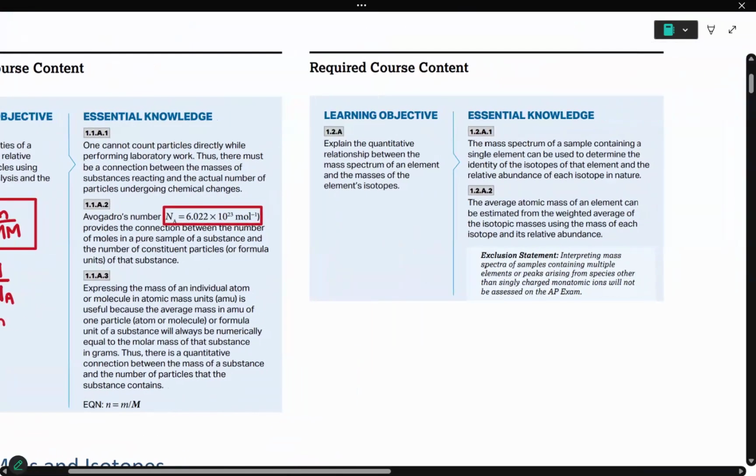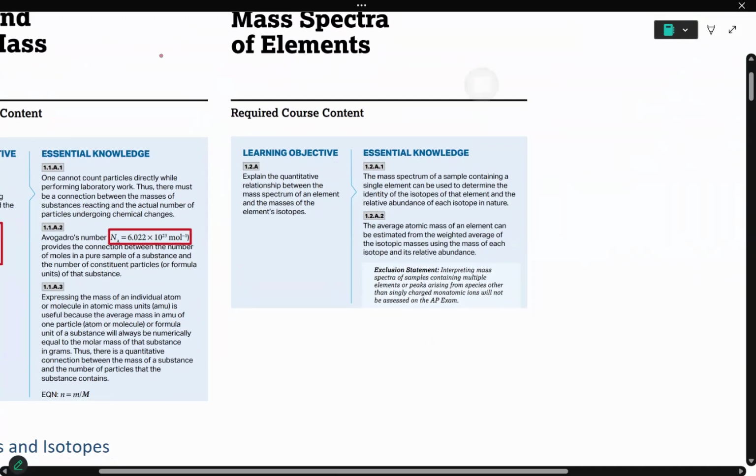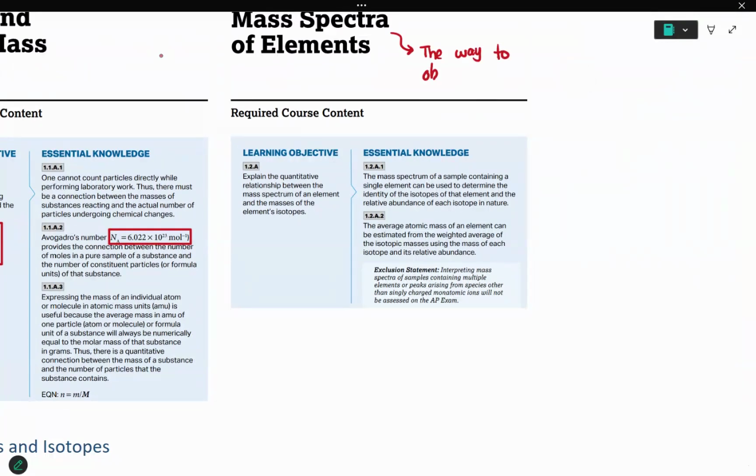Okay, so the next thing we're going to talk about is mass spectrum, and there's actually not a lot you need to know about it. It's just essentially the way that we get isotope percent experimentally. And you don't actually need to know a lot about this. You just need to be able to read a mass spectrum graph, right? And you just need to kind of know what it's used for.